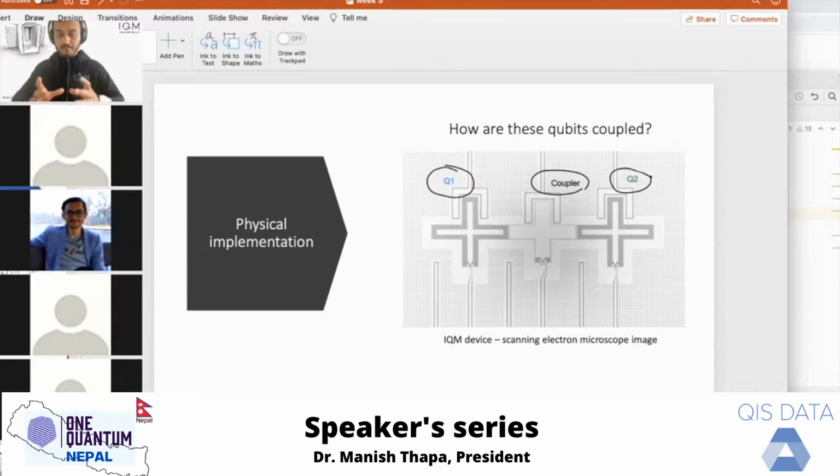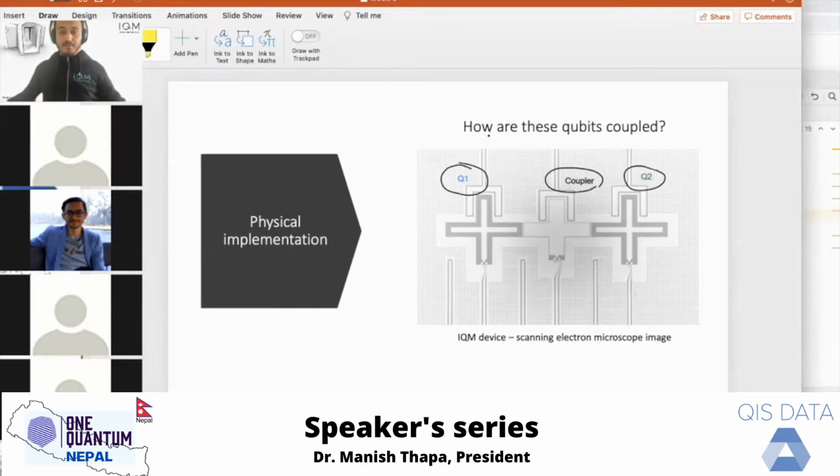But these are not atomic sized qubits, because these are electrical circuits, and these electrical circuits are made out of capacitors and inductors, right? So these are like macroscopic chunks, unlike ions and atoms. And so when we say qubits, they don't look like well-defined two-level systems as I have told you, but they are electrical circuits, and these are coupled.